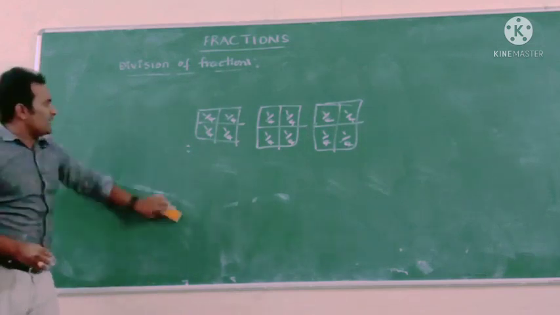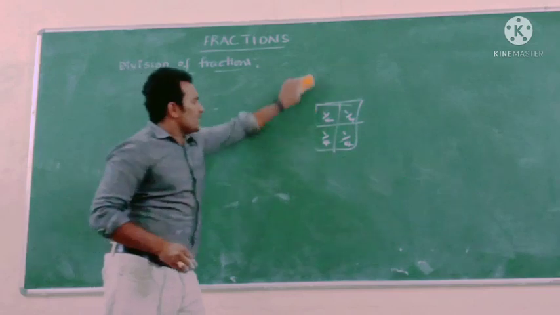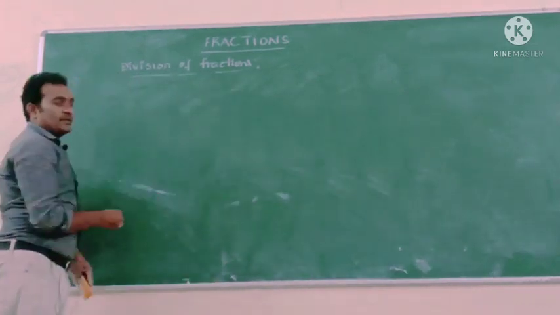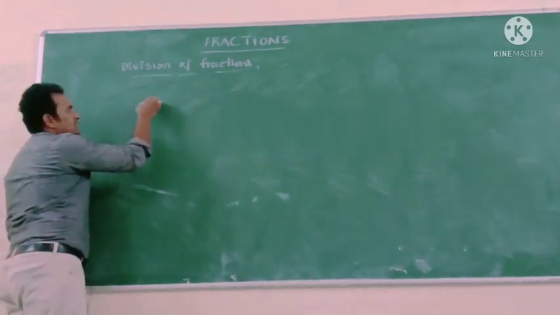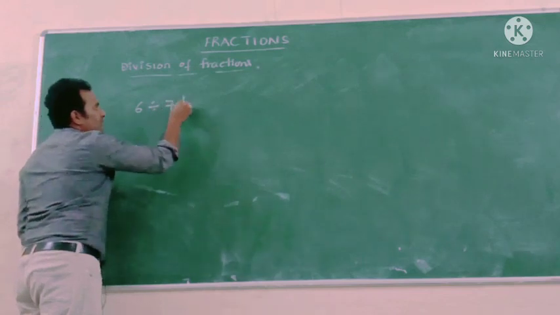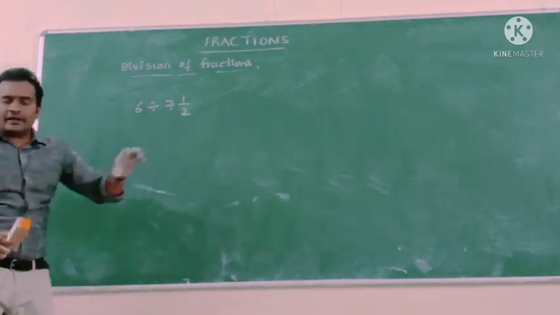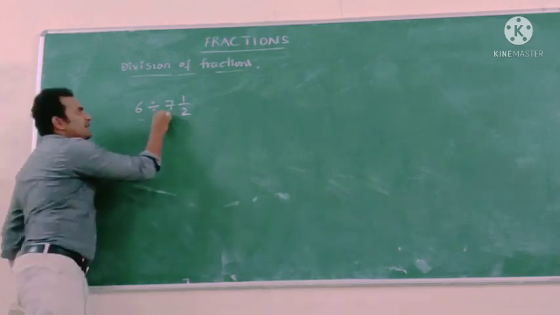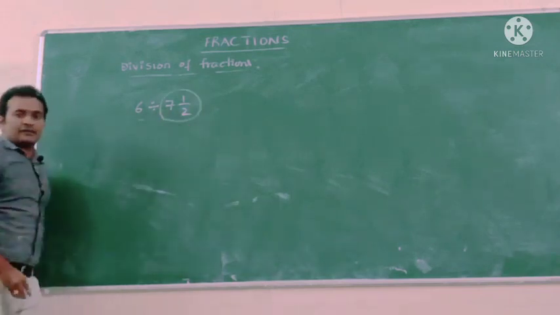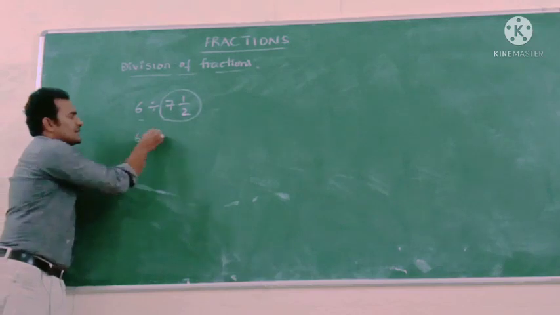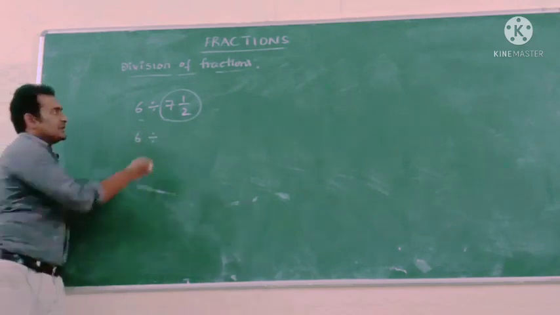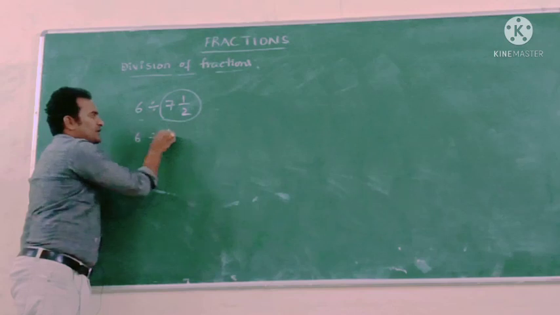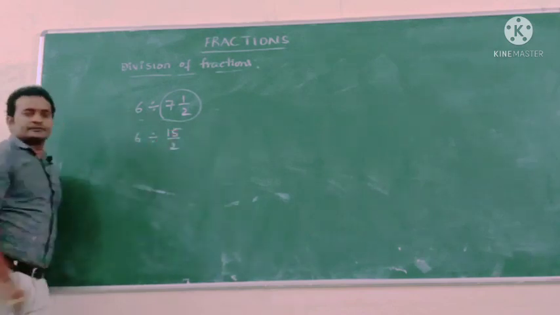In the same way, if you divide a number with a mixed fraction, suppose 6 divided by 7 1/2, how would we divide this? First convert this 7 1/2 into an improper fraction. So 2 7s are 14 plus 1, 15/2.